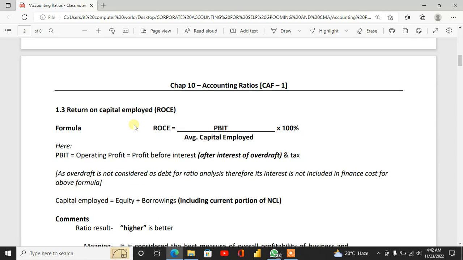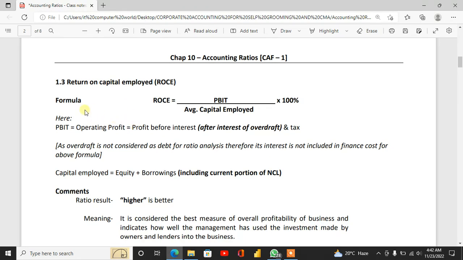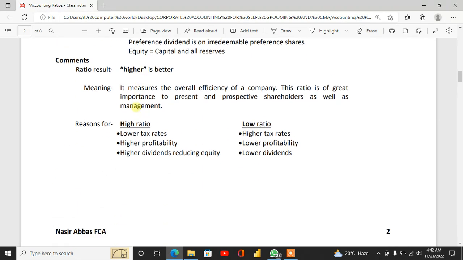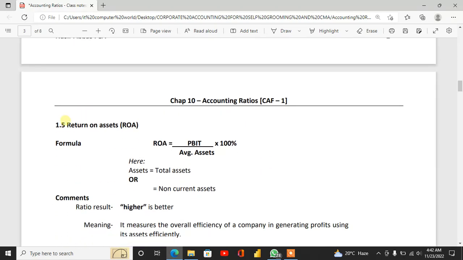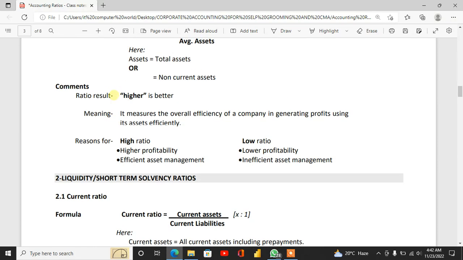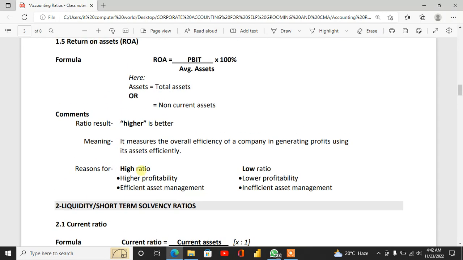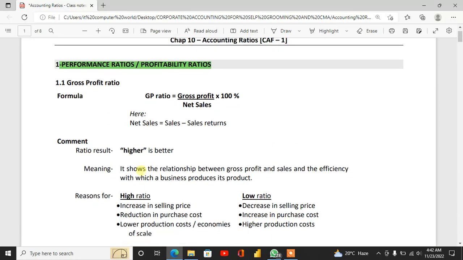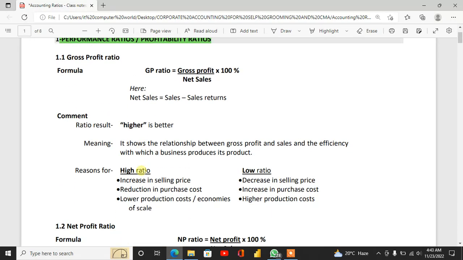In today's lecture, we are going to complete the performance ratios only: return on capital employed and return on assets. After the completion of performance ratios, in the next video we will discuss in detail the liquidity or short-term solvency ratios. So let's start. What is the gross profit ratio?